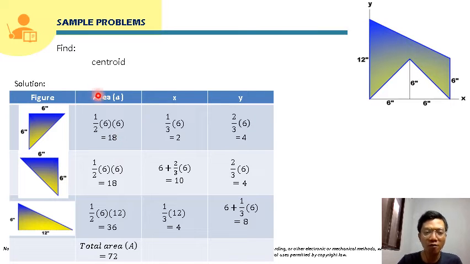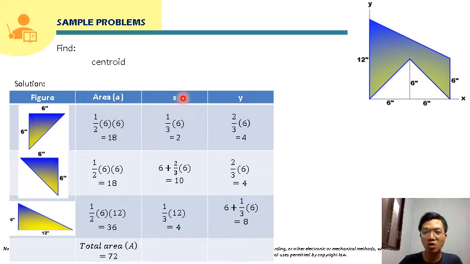Okay, now for the area of the first triangle, this will just be 1/2 base times height. That will be 1/2 times 6 times 6, so that will be 18. Also for this triangle, it will be the same, 1/2 times 6 times 6, so that will also be 18. Now for this triangle, this is 1/2 times 6 times 12, so this will be 36.